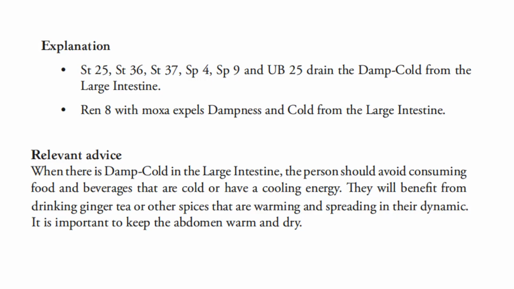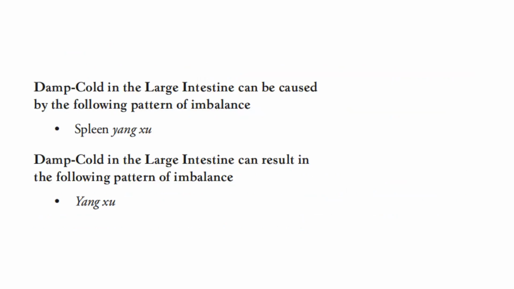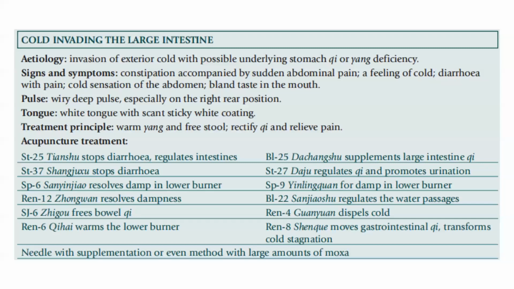They will benefit from drinking ginger tea or other spices that are warming and spreading in their dynamic. It is important to keep the abdomen warm and dry. Damp cold in the large intestine can be caused by spleen yang deficiency. Damp cold in the large intestine can result in yang deficiency.